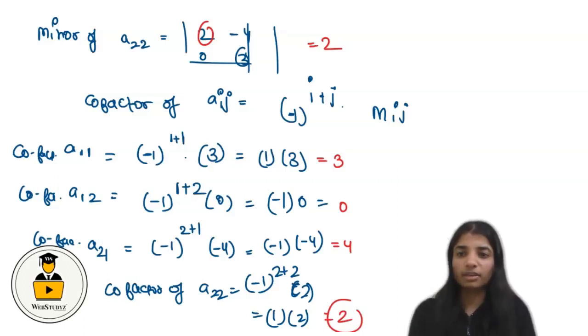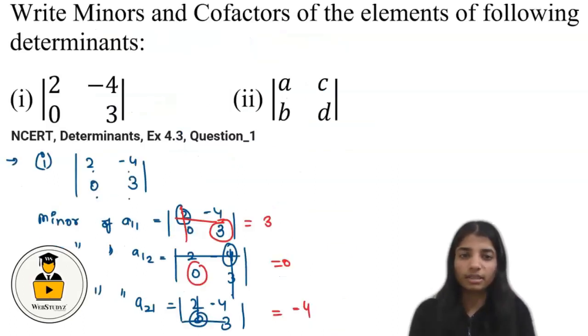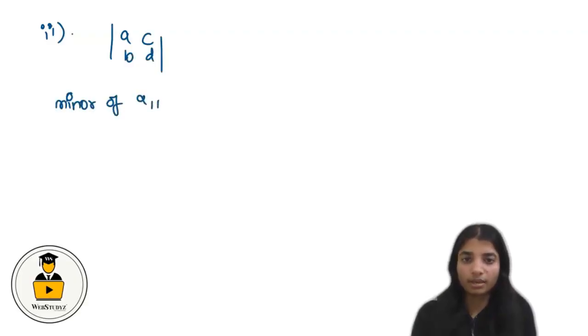Now in the same way, we are given part 2. We are given this determinant. We have to find the minors and cofactors of this as well. So using the same technique, we have this: a, c, b, d. So the minor of A11, that is the minor of a, cancelling this row and this column, is equal to d. For the minor of A12, cancelling the row and column in which A12 lies, basically the row and column of c, the remaining element is its minor, that is b.